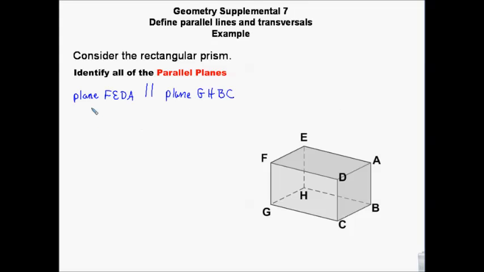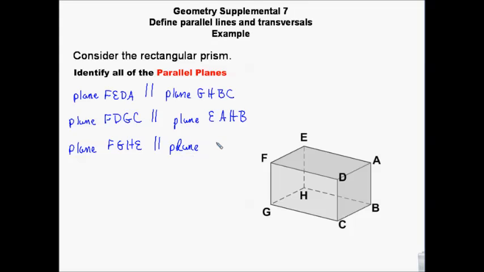And then if we take the front and the back of the box, we did the top and the bottom, so now we'll do the front and the back. Plane FDGC is parallel to plane EAHB. And then finally we have the 2 ends. So FGHE is parallel to plane CDAB.